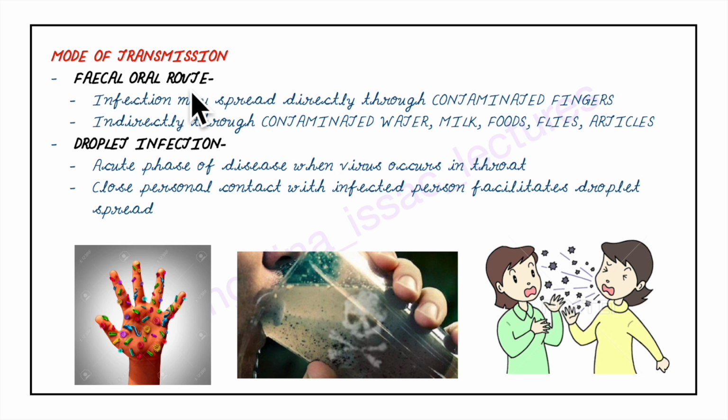Now let's look at the mode of transmission. There are two major modes of transmission, that is the fecal-oral route and droplet infection. Under the fecal-oral route, infection may spread directly through contaminated fingers, and it can indirectly spread through contaminated water, milk, food, flies and other contaminated articles. Droplet infection occurs in the acute phase of the disease when the virus is present in the throat. Close personal contact with infected persons facilitates the droplet spread.